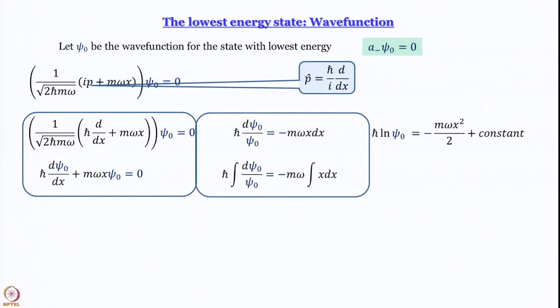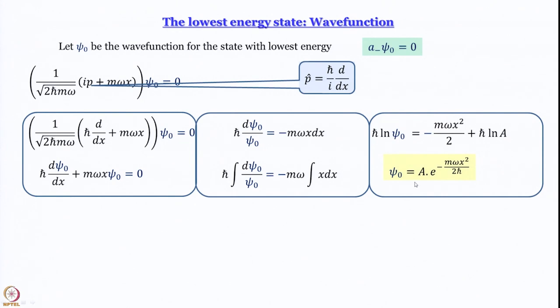Okay, pretty simple. Now, for the sake of convenience, I will write the constant in logarithmic form as well. Because if I can somehow bring it inside this log, then I can just take anti-log on both sides, raise both sides to the power of e, and I will get a nice expression. So, I will write this constant as h cross ln A. Then it becomes simple. You can just take it to the other side, it will become h cross ln psi 0 by A. Then raise both sides to e, we get psi 0 equal to A multiplied by e to the power minus m omega x square by 2 h cross, right? Simple.